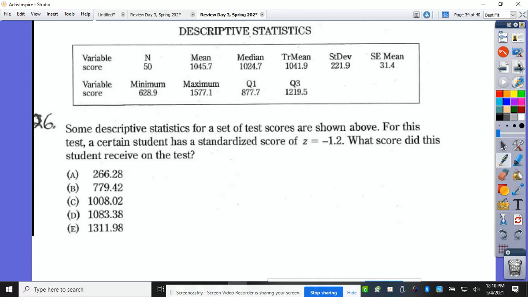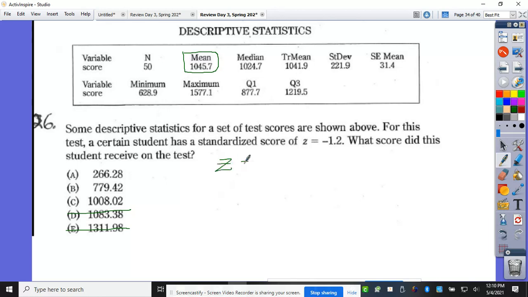Below. What am I below? The mean. Well, my mean here is... so you can immediately mark out two answers because they're not below the mean. But most of you are going to go straight to solving it.